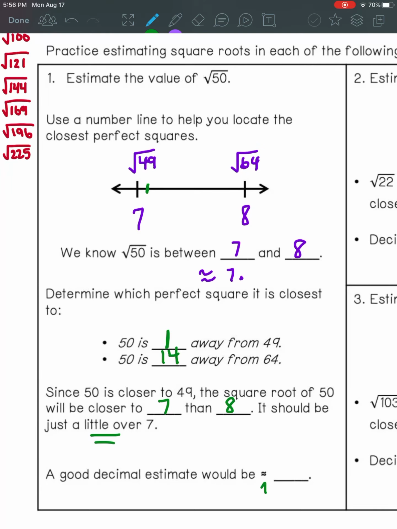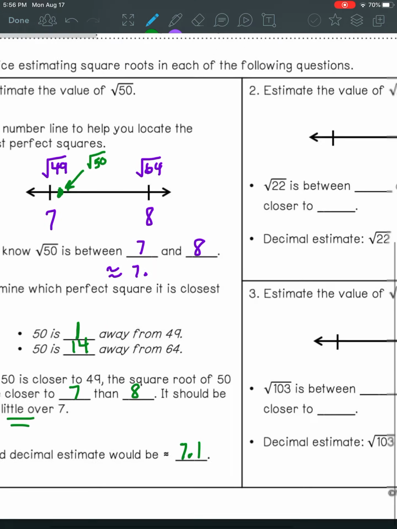So a good estimate, again, there's that approximately sign. So it's approximately, I'm going to say about 7.1. Okay, and we know that because it's pretty close there. So I'm going to show you that this is representing that square root of 50.